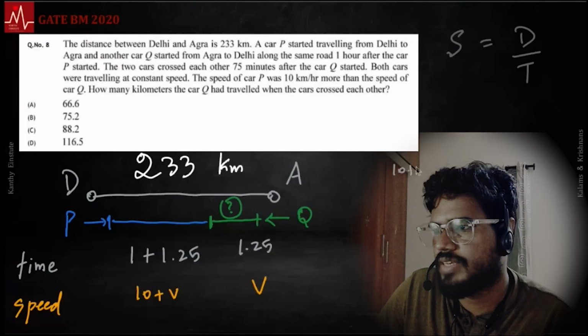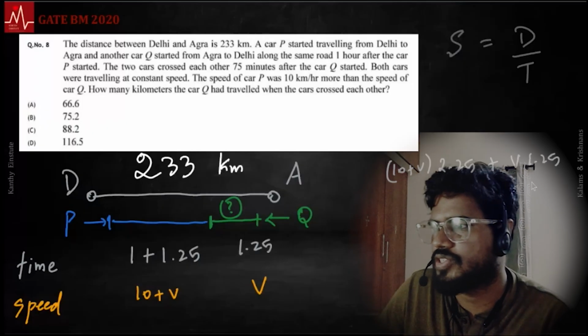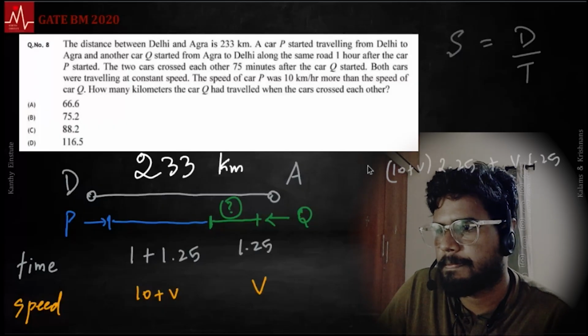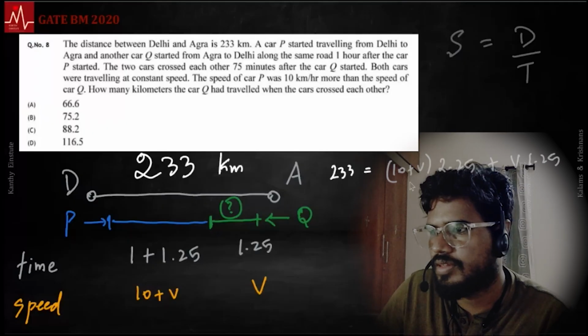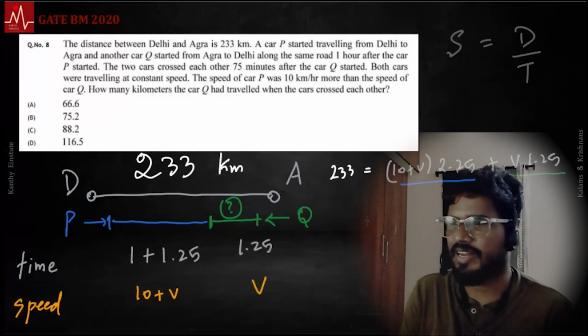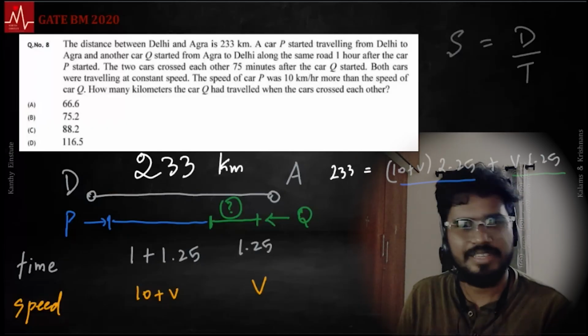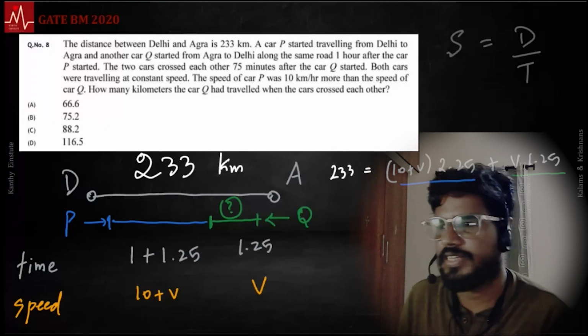This is 10 plus V into the time 2.25 plus V into 1.25. That is the total distance traveled. I wrote it from the figure, the blue and the green. You may not have the luxury of using different colors on the rough note in your examination, but at least for explanation, I think this is very useful.